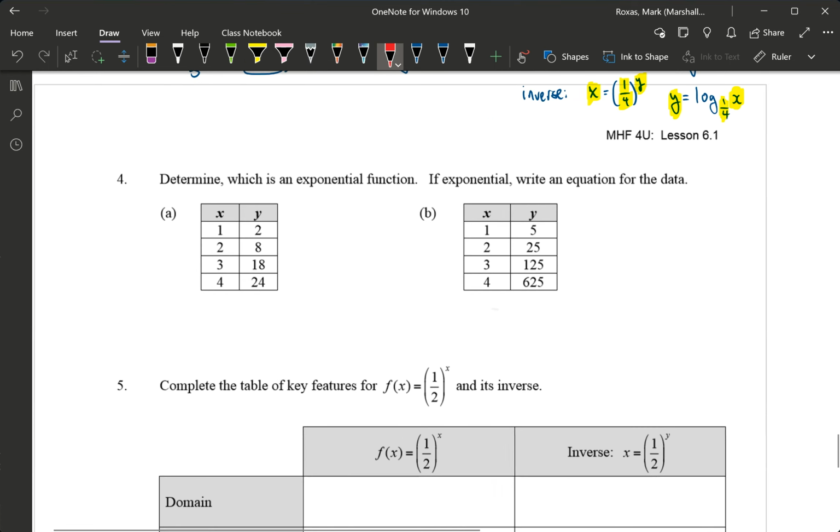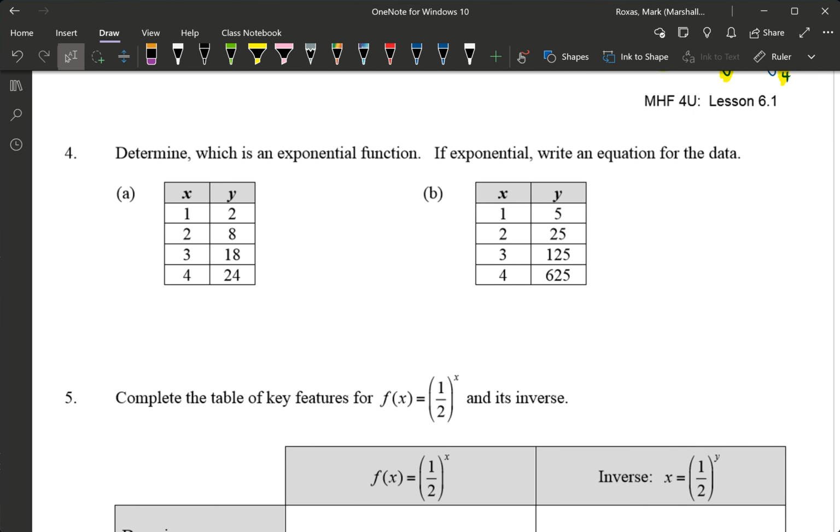Okay, moving right along, number 4: determine which is an exponential function. We can do this by looking at the first differences and second differences to see if they're linear or quadratic. And if they're not, we check to see if there is a common ratio. For the first table, the first differences are 8 minus 2, which is 6, 18 minus 8, which is 10, and 24 minus 18, which is 6. The second differences are 4 and -4. Neither linear nor quadratic. Interesting.